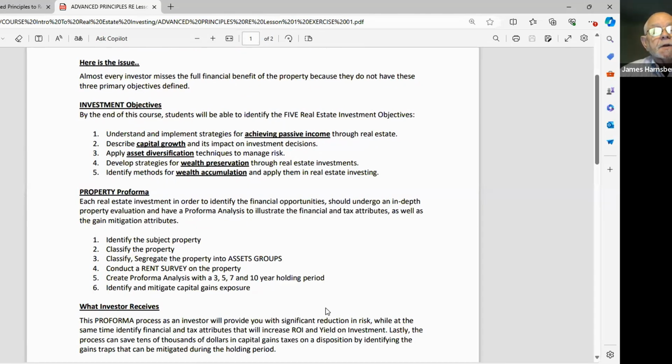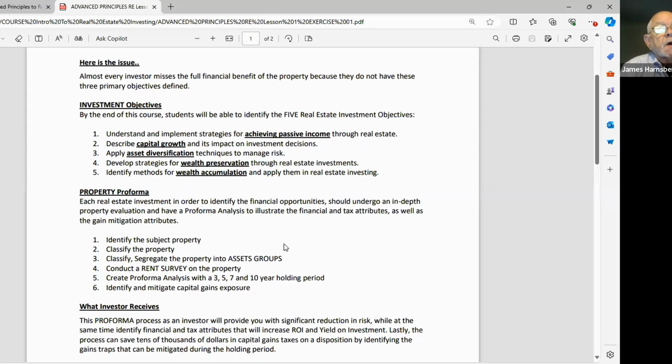You know, another property where the investment objective is capital growth. You can have another property where the objective is asset diversification. You can have another property where the objective is wealth preservation, and yet another property where the objective is wealth accumulation. Your entire portfolio of all properties can be governed through these investment objectives.